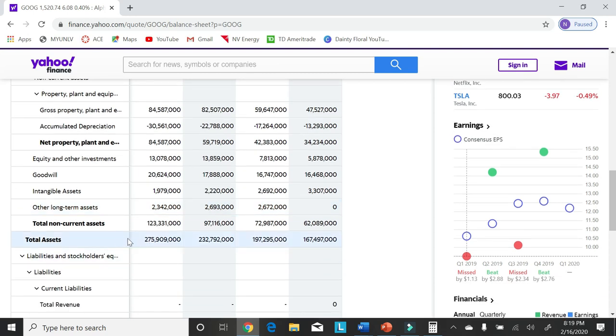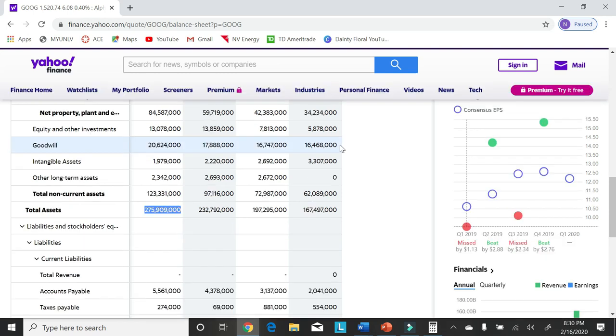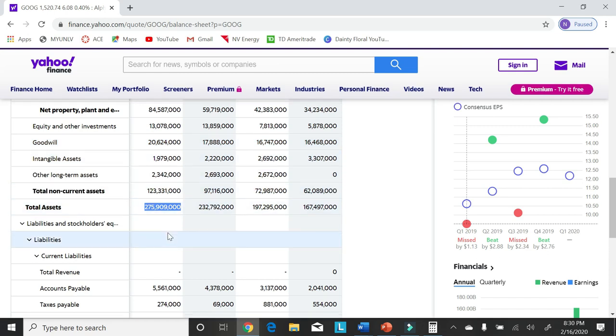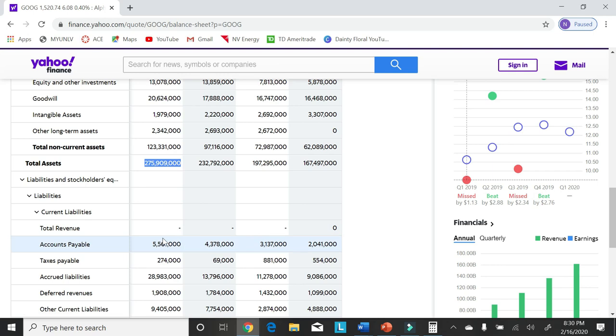And then if you add all of these assets up, you get this number of 275 billion, almost 276 billion. And that's how many assets that Google has. So now let's look down at the liabilities. And the first line that you see here is the accounts payable at 5.5 billion. And the accounts payable is pretty much bills. It's the short-term debt that Google has to pay off.